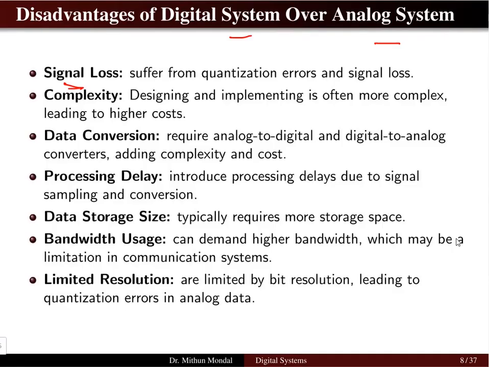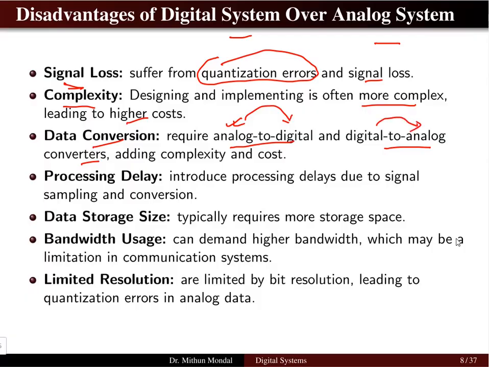signal loss which occurs from the quantization error. We have some complexity involved because often more complex systems we need to handle come at a higher cost. The data conversion always requires an analog to digital or digital to analog converter. Means sometimes we have to convert the signal which is captured in analog into digital form, and at the receiving end we convert the digital to analog. So that increases the complexity and the cost of the measuring system.